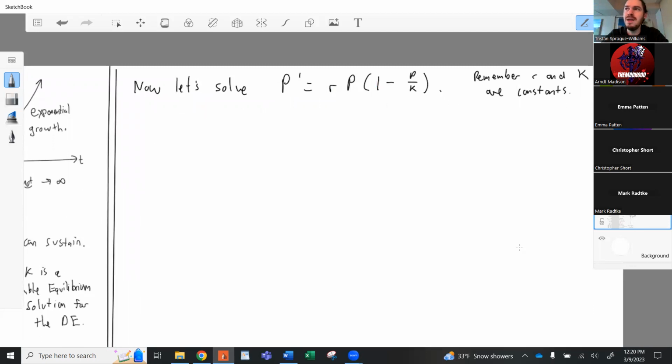P is a variable and T is a variable. Let's rewrite this so that it's clear what variables we're working with. P is the function, the population changing over time. That's the output variable. And the input variable is time.